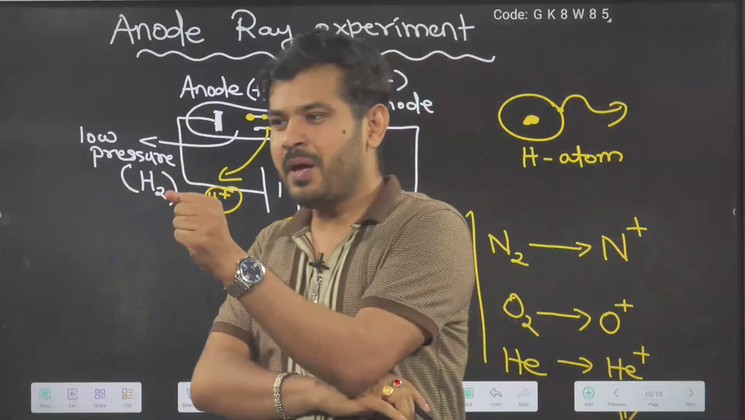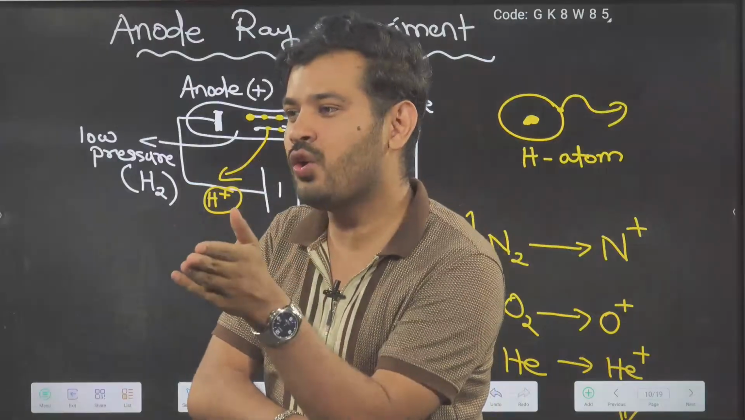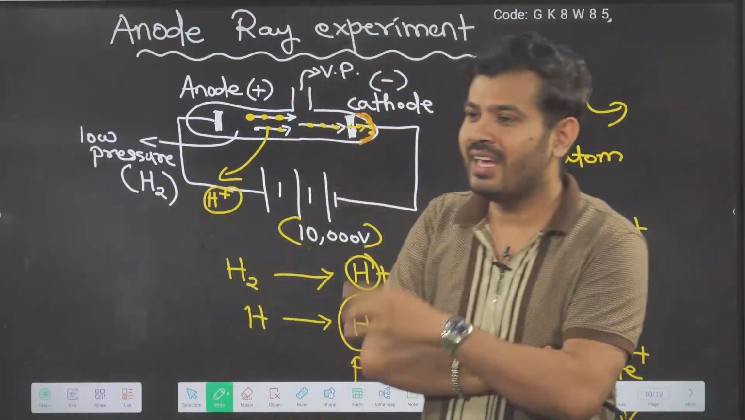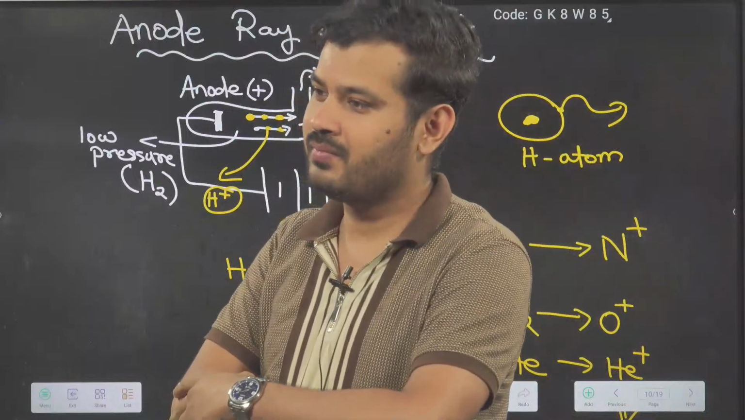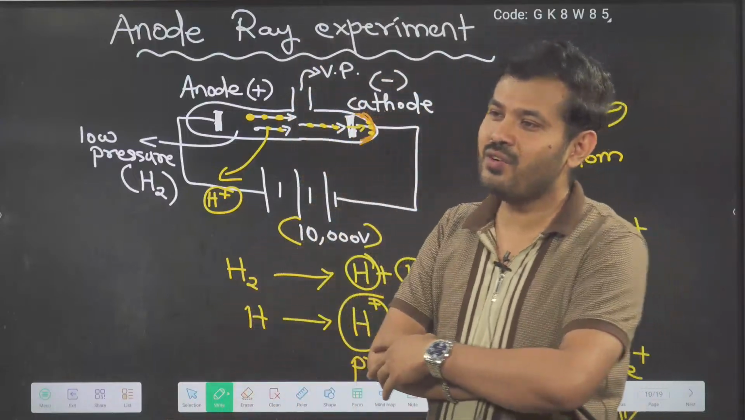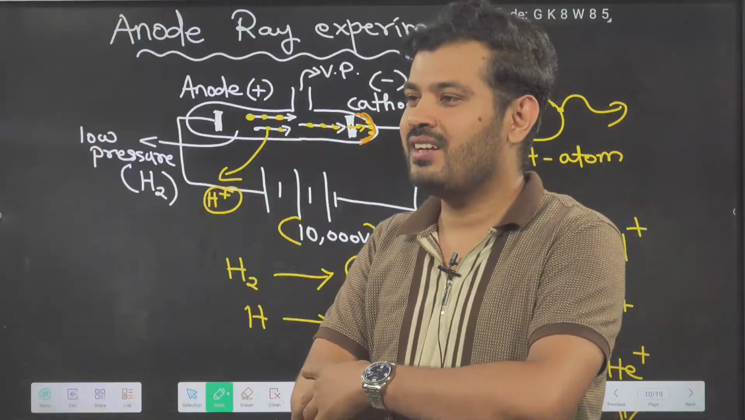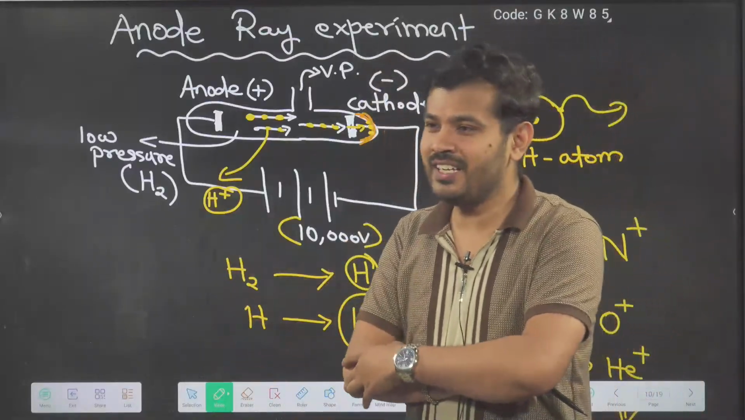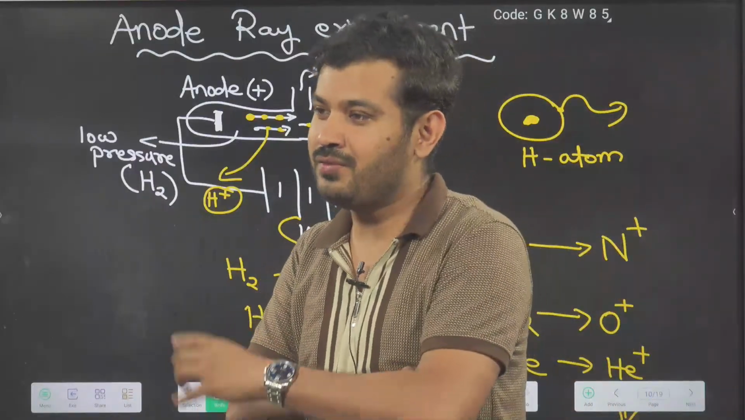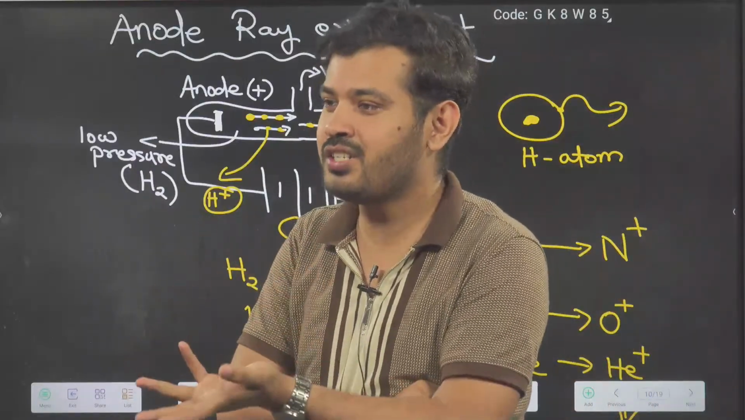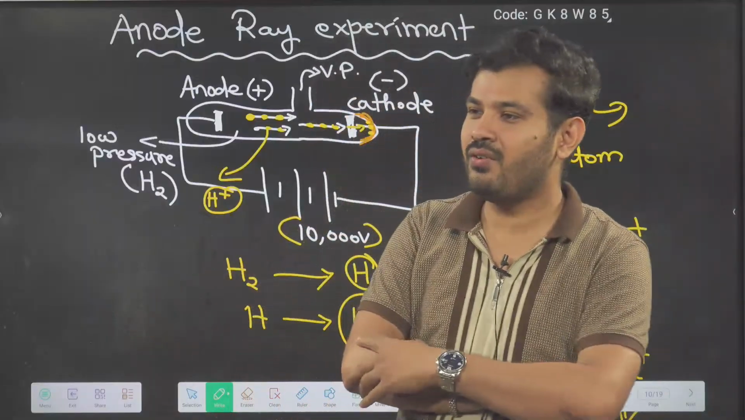Now, the second question, you may say true or false. In the anode ray experiment, the ray starts from the anode. True or false? Yes, false. Then from where does it start? If it is false, then from where does the anode ray start?